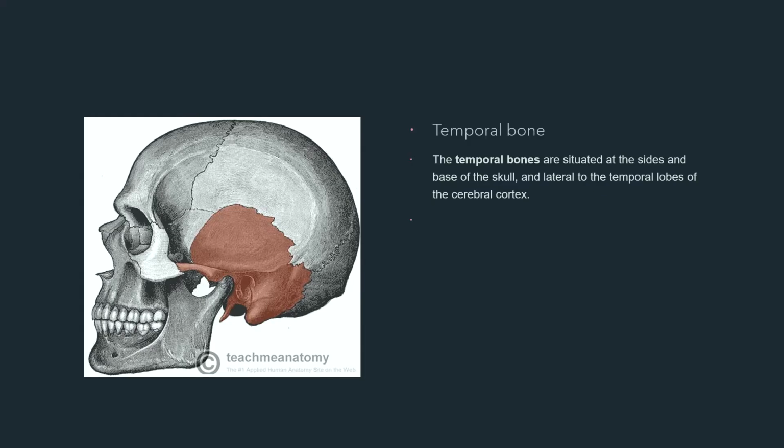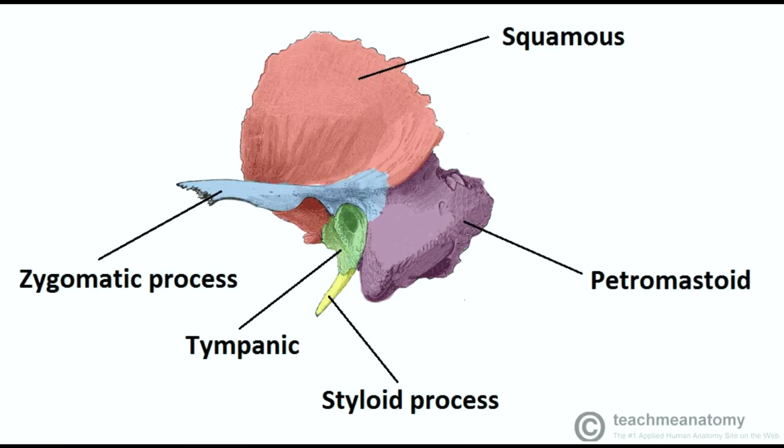The next bone that we are going to tackle is the temporal bone. This is a paired bone. We have a left and a right temporal bone. This is an important bone since it has many functions. To have an overview of these functions, we need to first discuss the parts of the temporal bone.